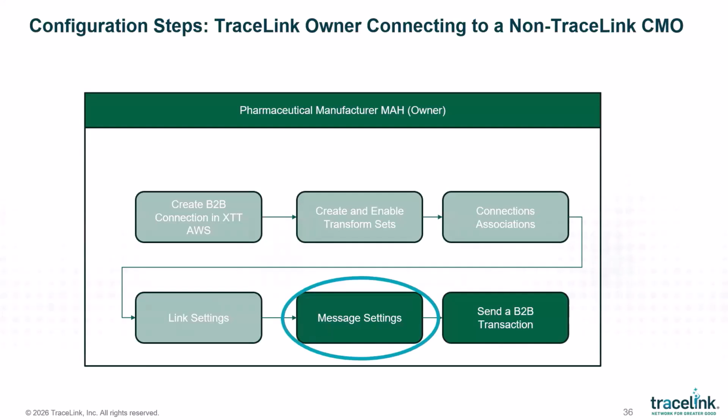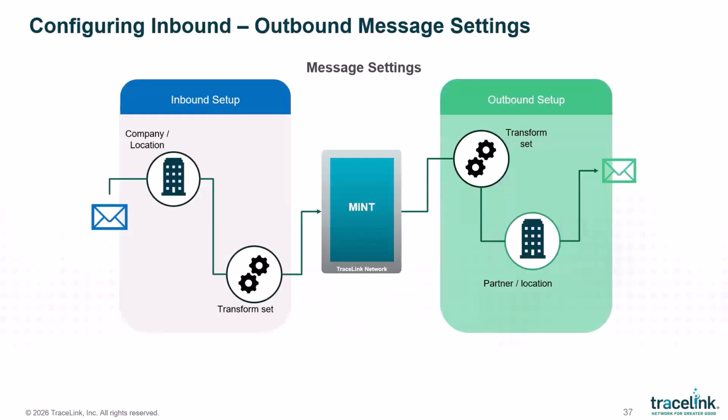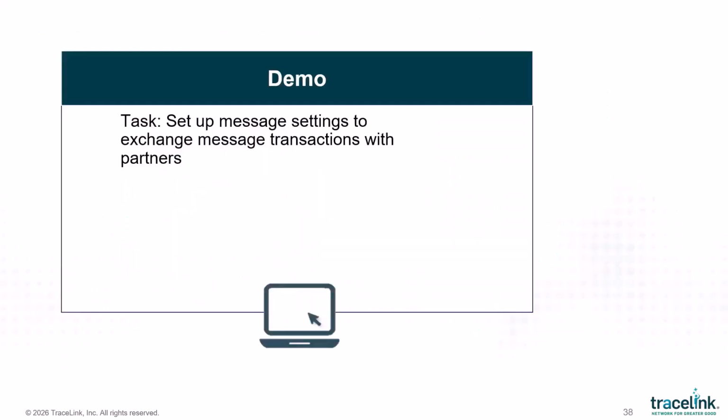Now on to managing settings. When setting up B2B connections, whether for inbound receiving or outbound sending communications, it's essential to ensure that all data exchanges are properly routed to the correct destination. For this, you'll add your company and transform set, post-processing transform PPT. I'm now going to demo how to set up message settings to exchange message transactions with partners.